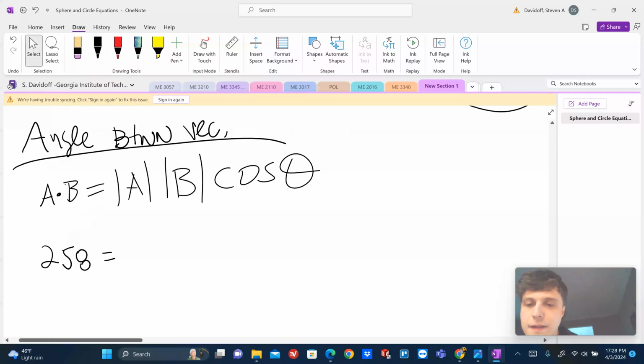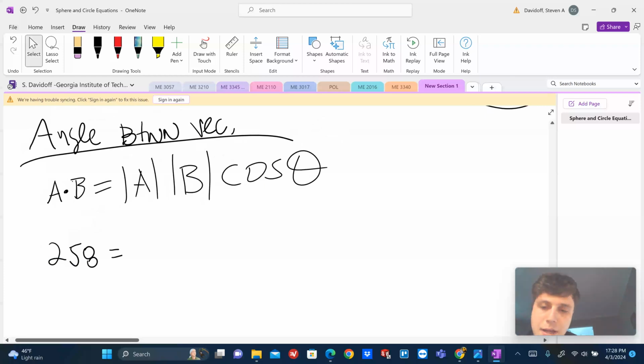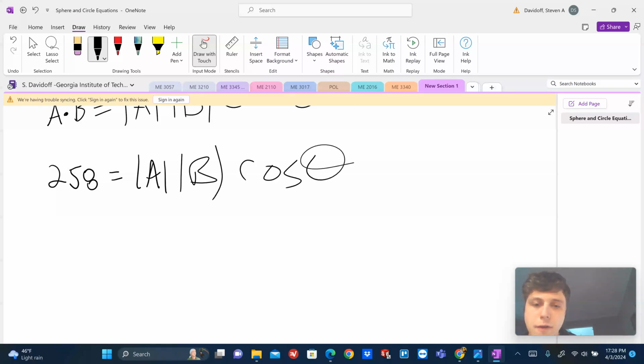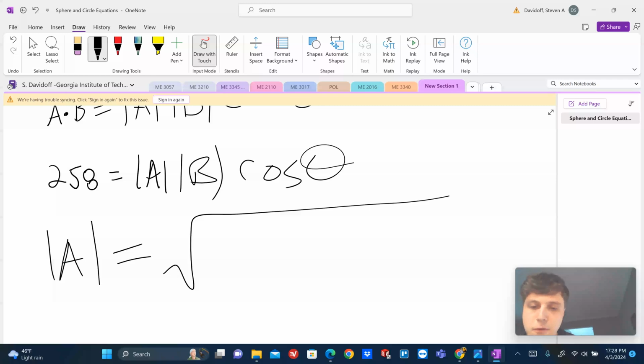I'm going to set that equal to the magnitude of A times the magnitude of B times cosine of theta. All right. Well, I need to find the magnitude of A and the magnitude of B first. So the magnitude of A is equal to the square root, right? I'm essentially using the Pythagorean theorem. I'm taking all my values, squaring them, and then taking the root of it. That's exactly what I'm doing.